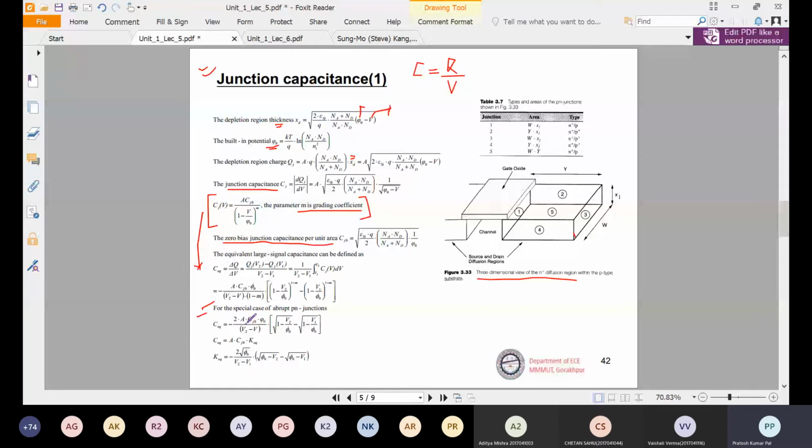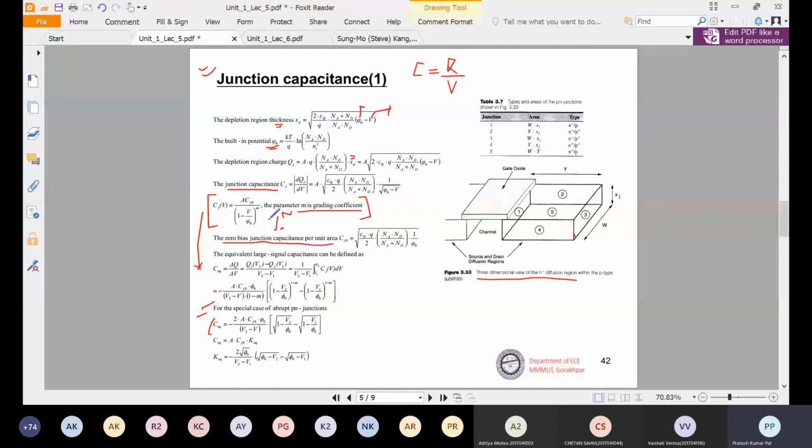So this is the equivalent capacitance that has been calculated. Suppose V is changing from 0 to 5 volt. For this 0 to 5 volt range, it has integrated this equation, and after integrating this equation, we have finally calculated the C equivalent. C equivalent will be given by the area A, Cj, and all other parameters will be given by K equivalent. So this is just the integration of this formula.